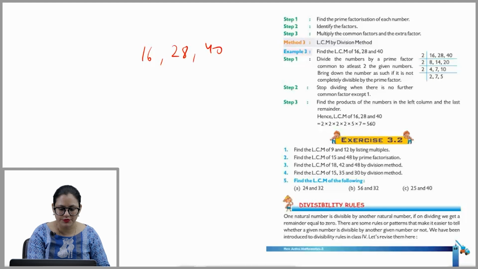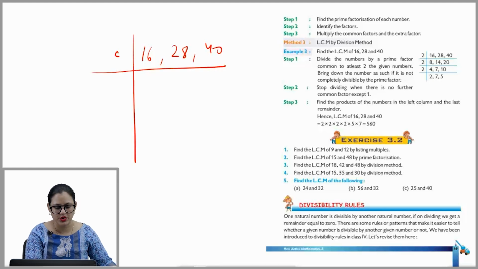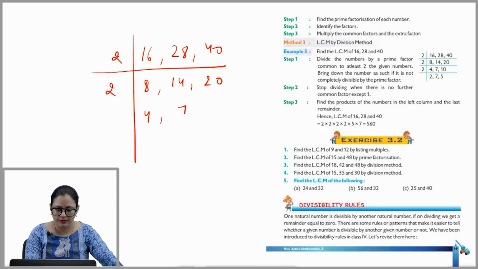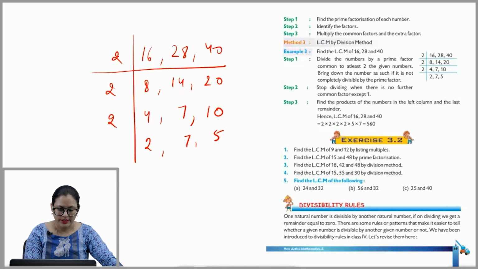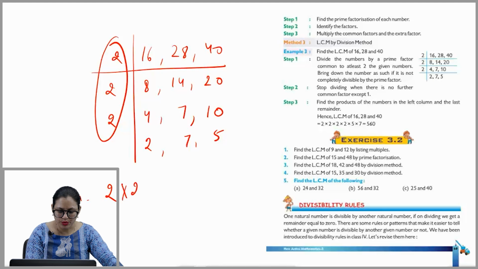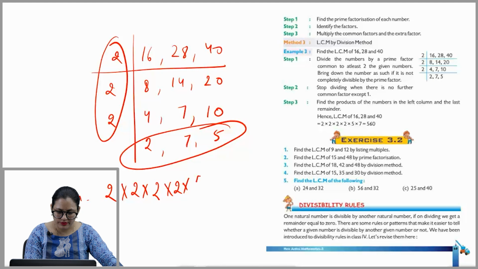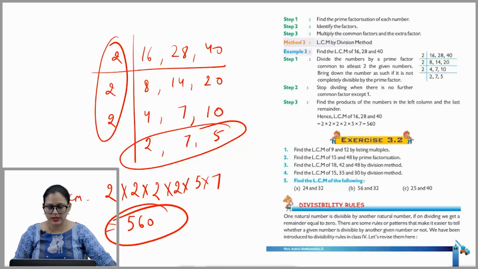16, 28, 40. First we'll start with a common factor, which is 2. 2 8s are 16, 2 14s are 28, and 2 20s are 40. Then again 2 2s are 4, 2 7s are 14, and 2 10s are 20. Now 2 2s are 4. Okay, we will write 7 as it is. Then 2 5s are 10. Okay, now LCM: 2 into 2 into 2 and 2 into 5 into 7. Okay, so this will become 560. So 560 is the LCM.